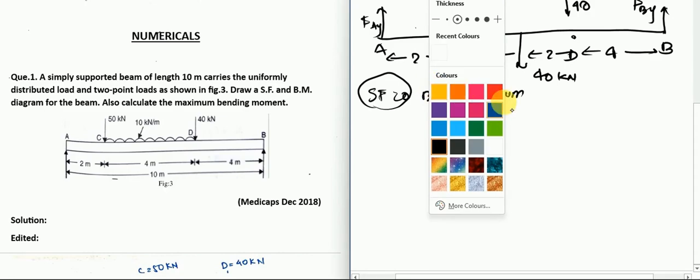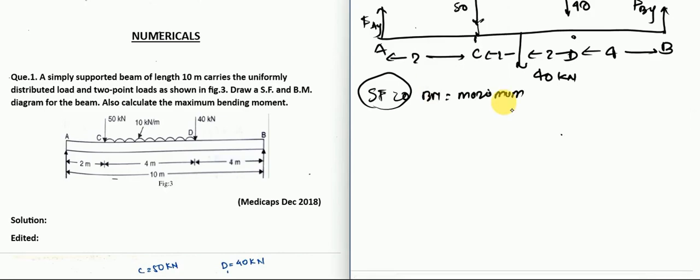The bending moment is maximum where the shear force is 0. You can simply remember this: the shear force is dM/dx, where M is the bending moment. In some books it is also minus dM/dx. Whatever your professor tells, you can follow that.